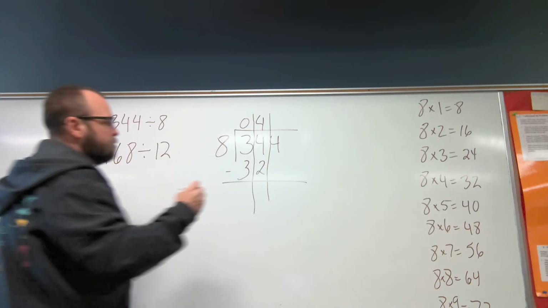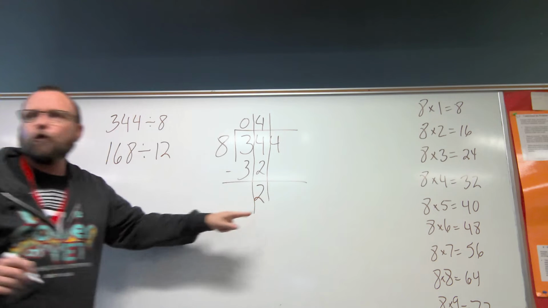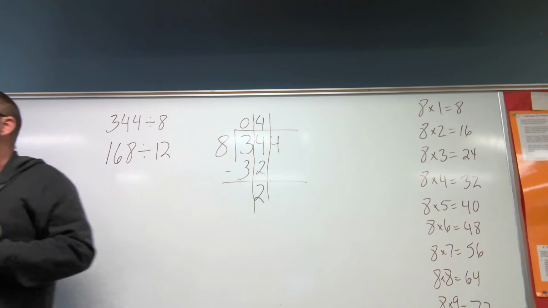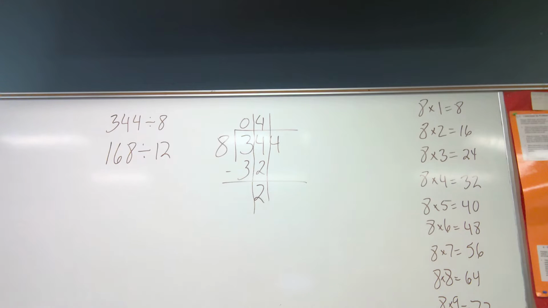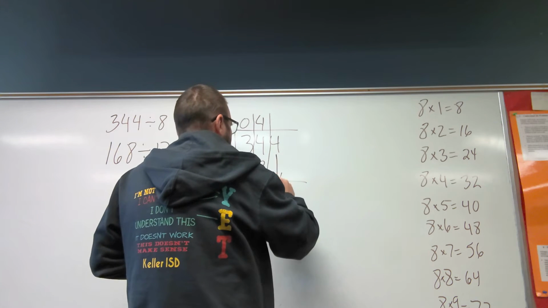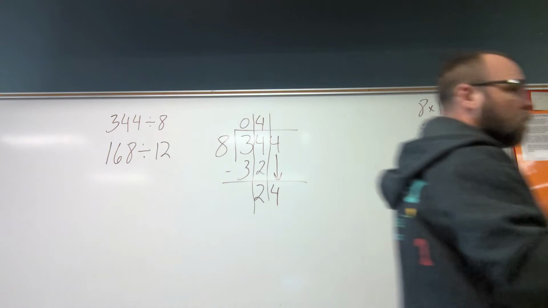And then I subtract. And we're doing well because this number is smaller than 8. Once I subtract, I have to have a number smaller than my divisor. Now I bring down my next number, which is a 4.